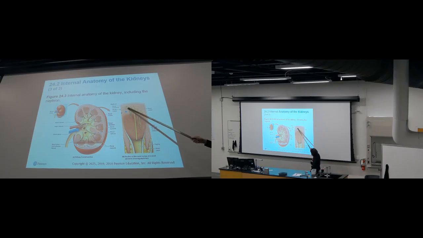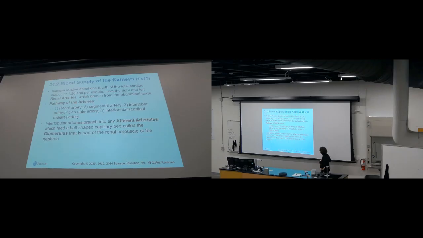So the nephron has this part that is called the corpuscle, and then it has these tubules. The tubules absorb water and solutes, and then they drain into these collecting ducts. And the collecting duct drains the urine into the minor calyx.